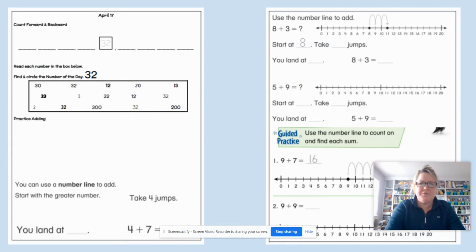I'm going to go to this first page where it says April 17th at the top, and it wants me to count forward and backward. Notice that the number 32 is in a box, so it's highlighted per se. So that means it wants me to put that number in my head. I'm going to put 32 in my head, and I see 4 spots. So it wants me to write the number counting forward 4 spots.